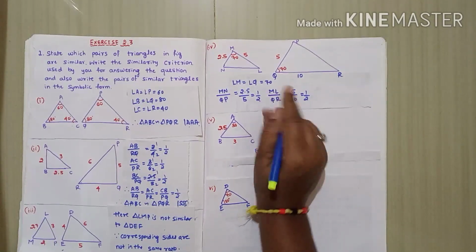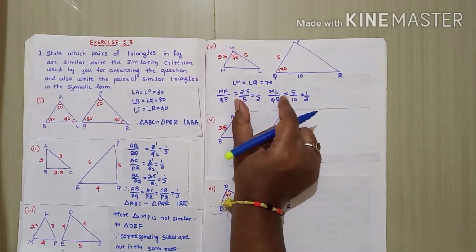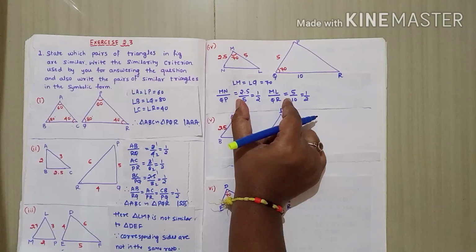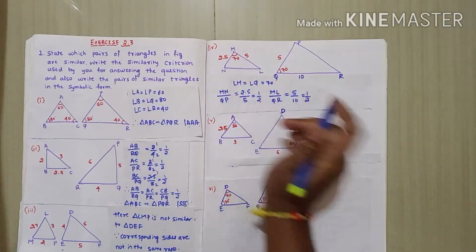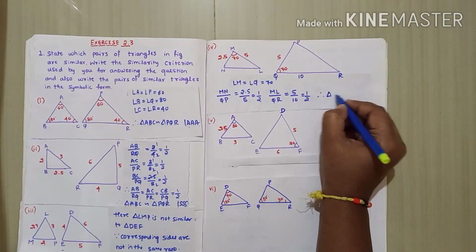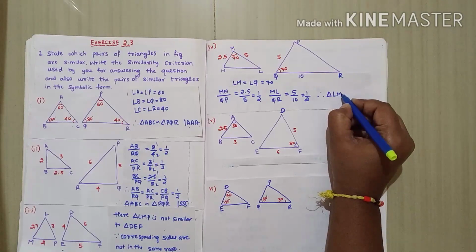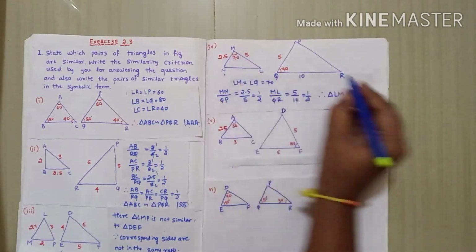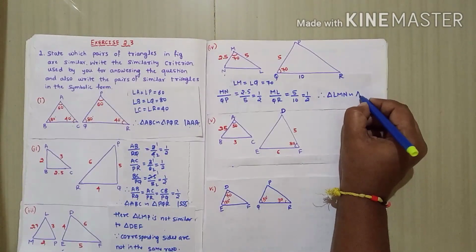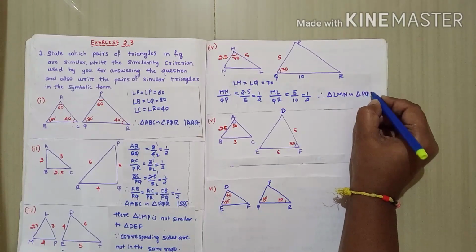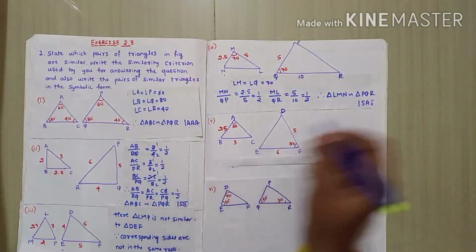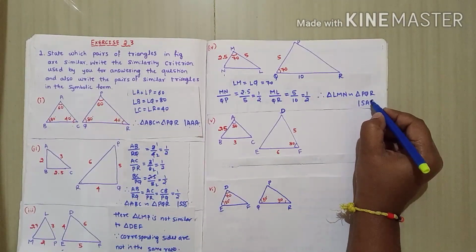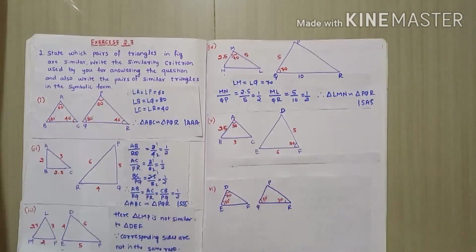Now one angle, and including that angle, those two sides are corresponding. Those two sides are in the same ratio. Corresponding sides are in the same ratio and the included angle is equal. Therefore triangle LMN is similar to triangle PQR by SAS criteria. We can say that by SAS.